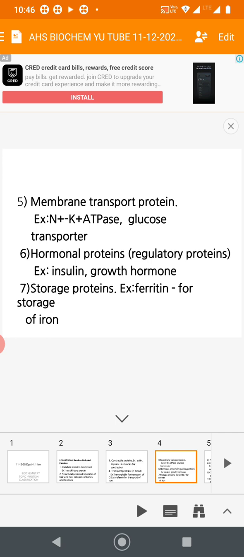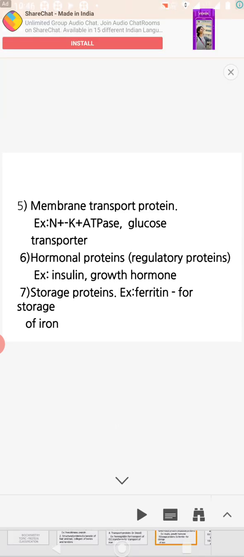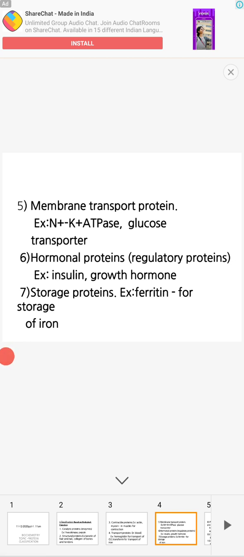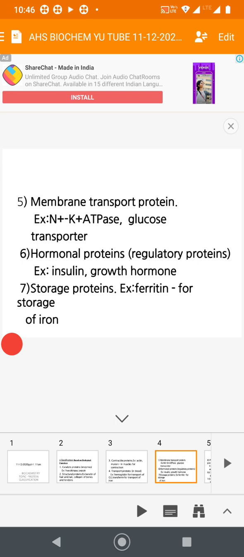Some of the proteins are hormones. They are regulatory proteins. They control various metabolic activities. Best example is insulin. Insulin is the hypoglycemic hormone which controls the blood sugar and maintains it in the normal range. There are two types of hormone: one is steroid hormone, the other is peptide hormone. Peptide means protein, amino acids linked by peptide bonds. So insulin is a peptide hormone. Hormonal proteins, best example is insulin, also growth hormone.